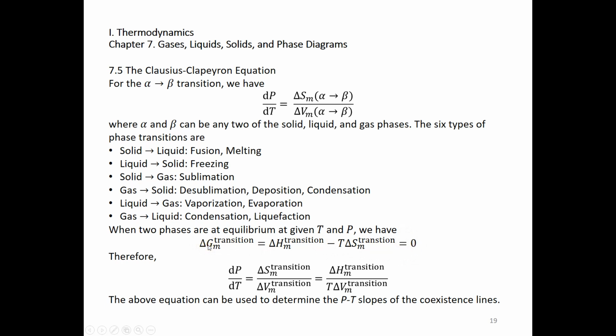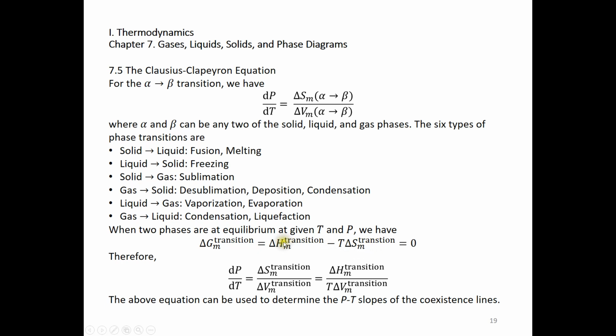Remember, G is defined to be H minus TS, therefore delta G is delta H minus delta TS. At a given temperature, you can treat this temperature as a constant, therefore delta TS is simply T times delta S, and this is 0. And now we have this equation: the enthalpy change in this transition process is equal to temperature times the entropy change of this transition process. Or you can say the molar enthalpy change is equal to T times the molar entropy change of this transition process.